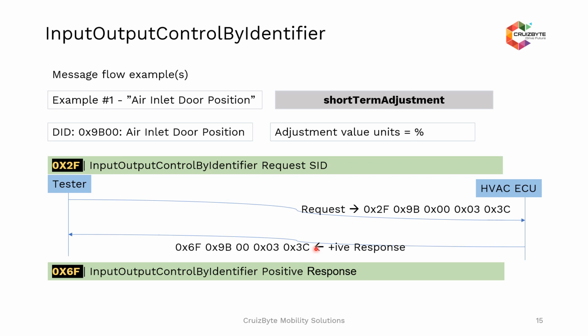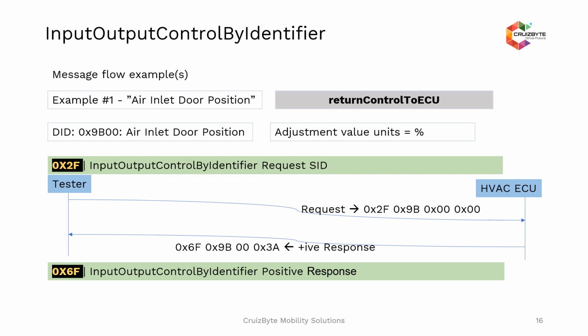Here you can see that we have not used any mask record, because it's a single component, so we don't need any kind of mask record. But if 0x9B00 is an identifier where n number of signals are present, then we should be sending the data mask record also as part of the request, and the response will also not be one signal, it will be n number of signals, depending on how the data identifier has been defined.